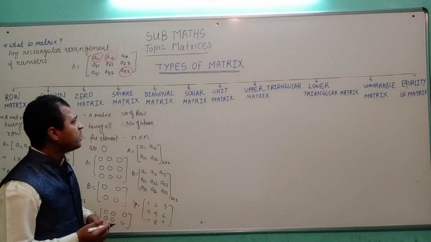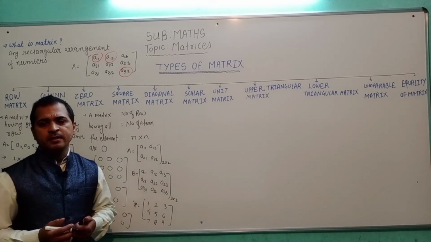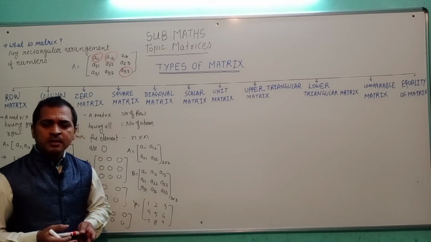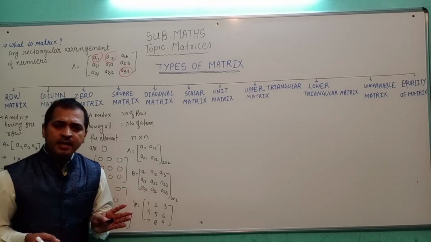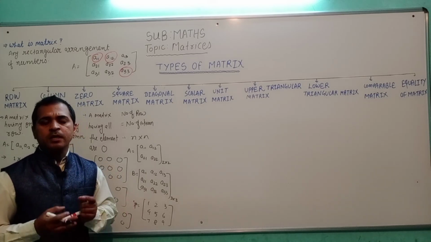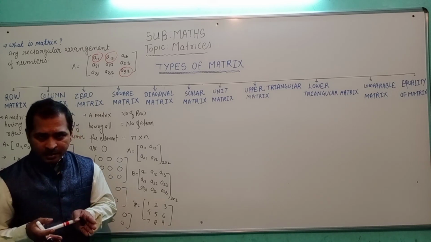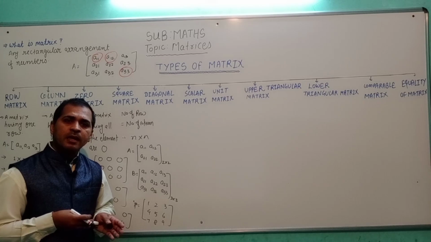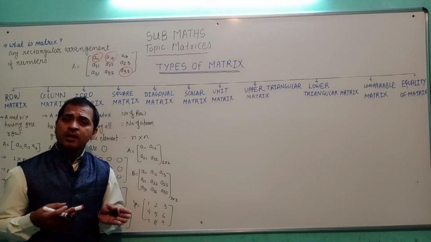Let us move to another definition, the diagonal matrix. A diagonal matrix is a square matrix in which all the elements excepting the diagonal are always 0.